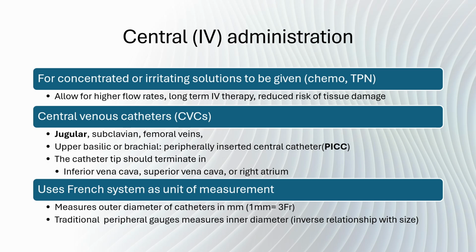That's because subclavian central venous catheters have a higher risk of bleeding and pneumothorax, and femoral central venous catheters have a higher risk of infection.